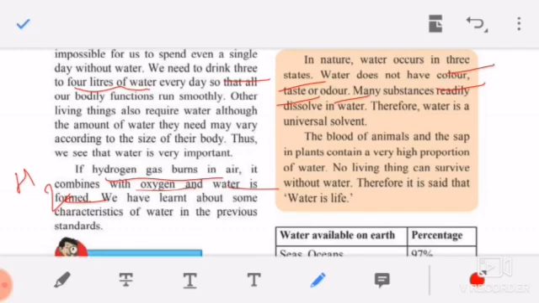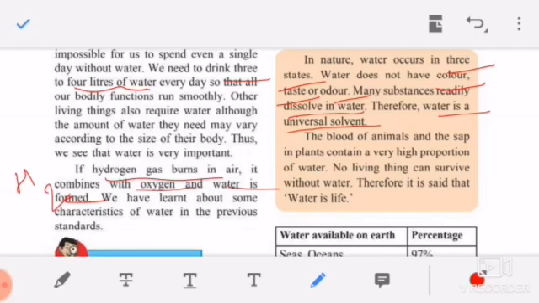Many substances readily dissolve in water. Children, many things dissolve in water. You dissolve salt, sugar. Many things are dissolving in water, children. That is why water is called the universal solvent. Why is water called the universal solvent, children? Because many substances dissolve in water.